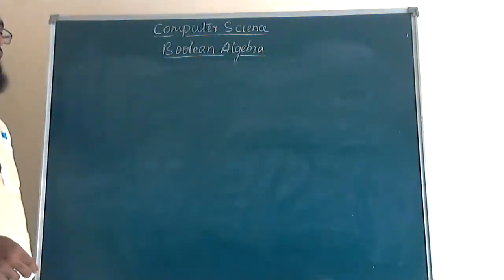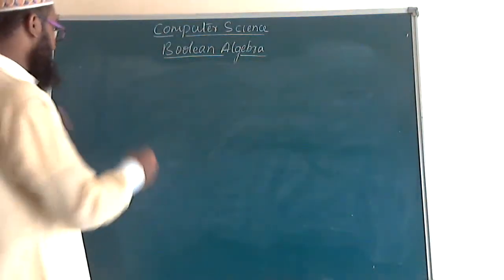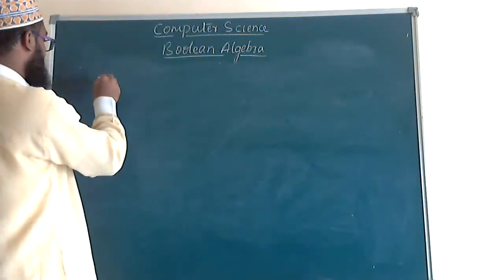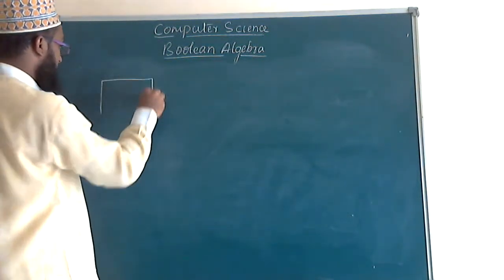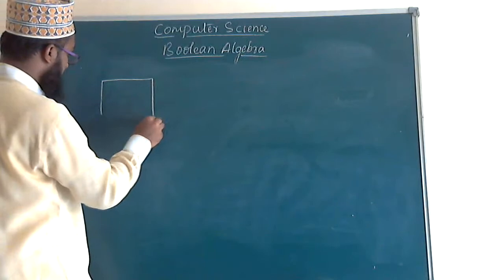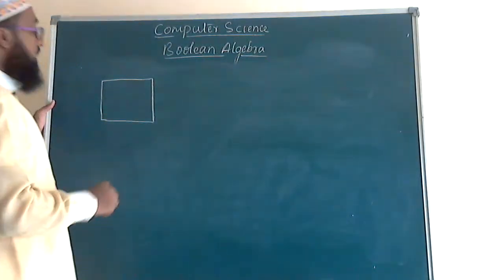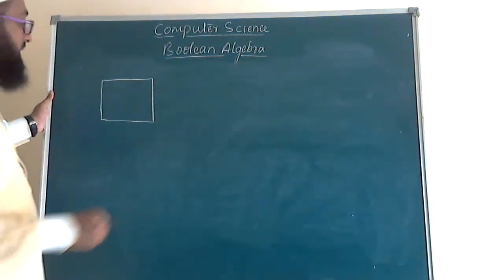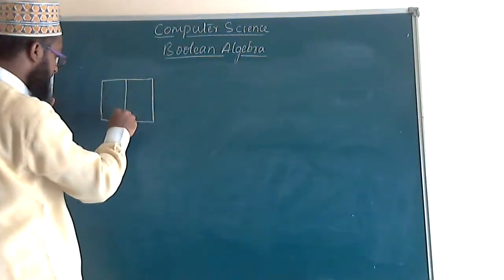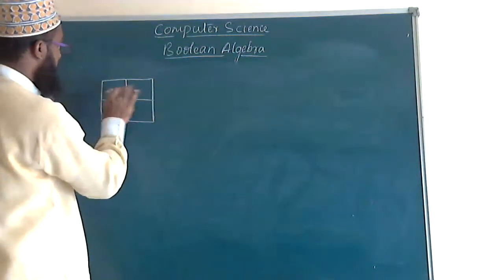Karnaugh map means what? It is a rectangle. A rectangle can be written in any form. It is made up of a certain number of squares. Made up of 1, 2, 3, 4.